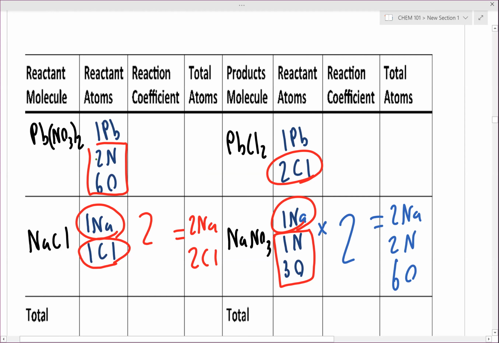So let's now go through and do our check. Lead is balanced. We have 1 on each side. Nitrogen's balanced. We have 2 on each side. Oxygen's balanced. We have 6 on each side. Sodium's balanced because, whoa, we can't just look at the one, we have to look at our total. We have 2 sodiums on each side, so sodium is balanced. And chloride is balanced since we have 2 on each side. So all of our elements are balanced. Now, let's do some pattern recognition here.